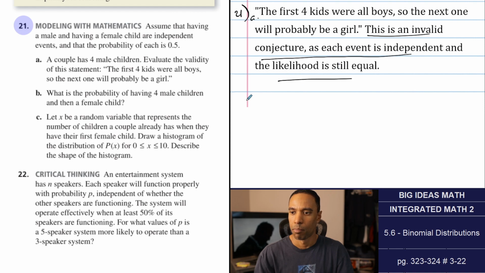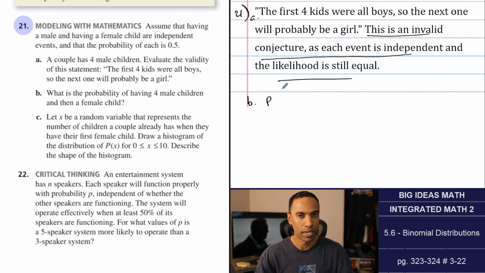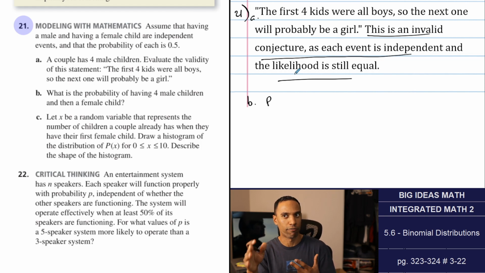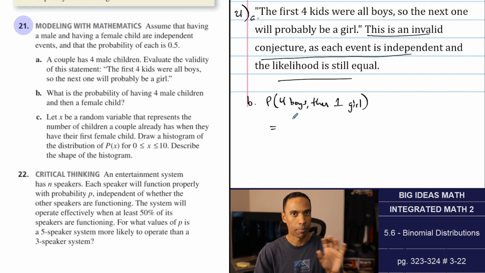That's the answer. Part B. What is the probability of having 4 male children and then a female child? This is very specific to that order. That order matters. So I don't even know if this is binomial distribution anymore, because it's not like having the female child first counts as one of these things. So I'm going to go straight into probability of 4 boys, then 1 girl. As far as I'm reading it, it says then, so I'm not going to do the combination portion of this.